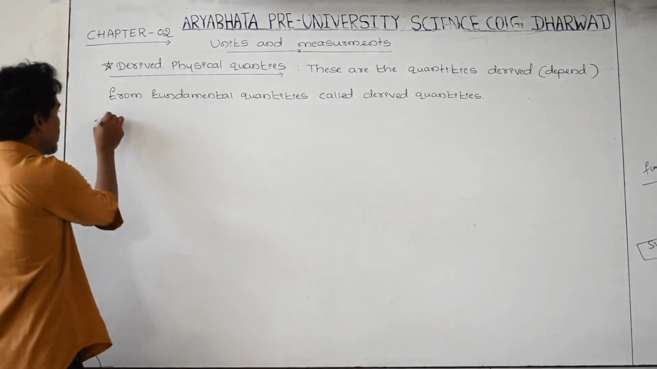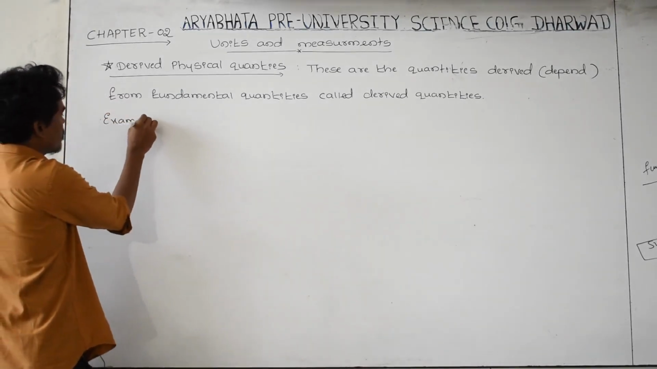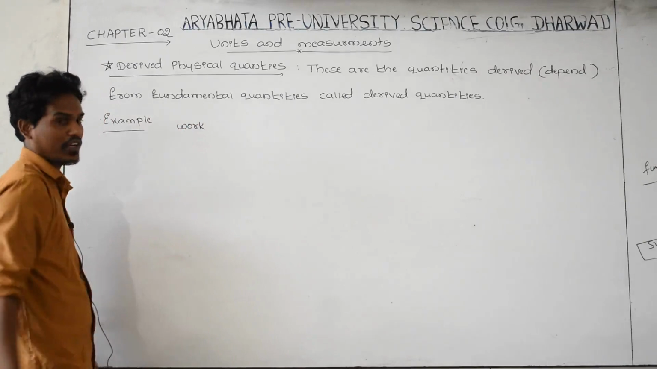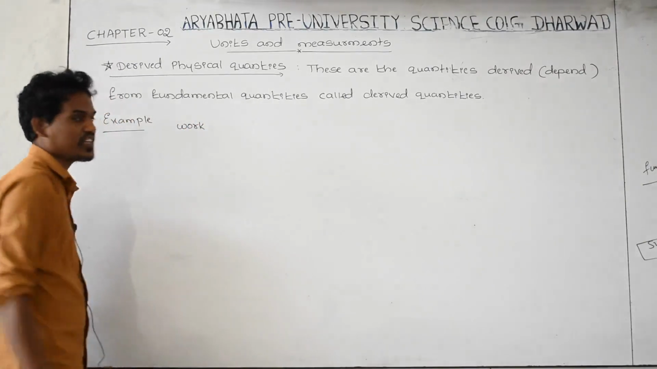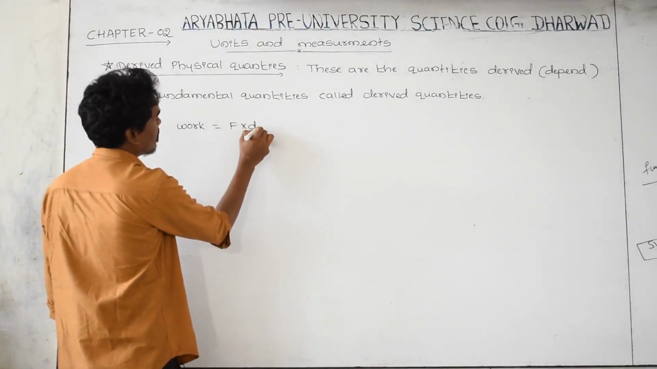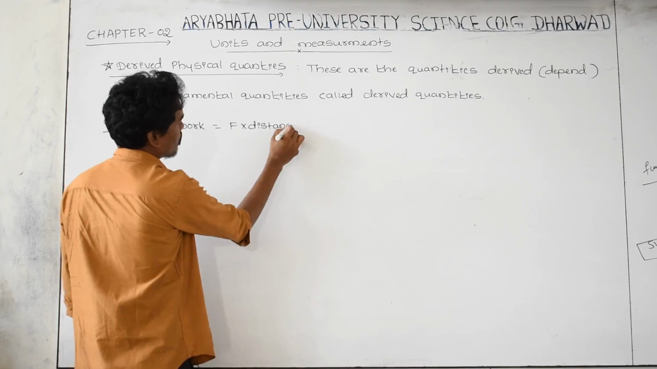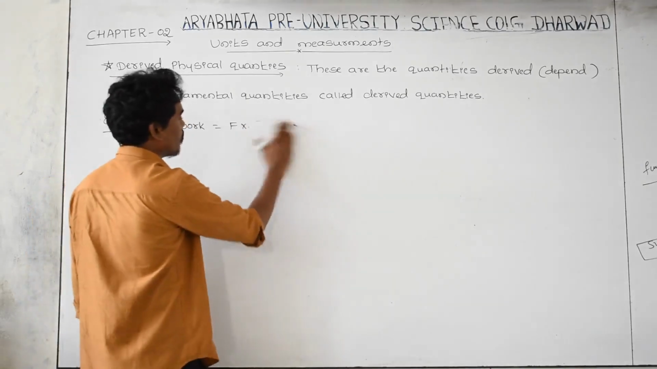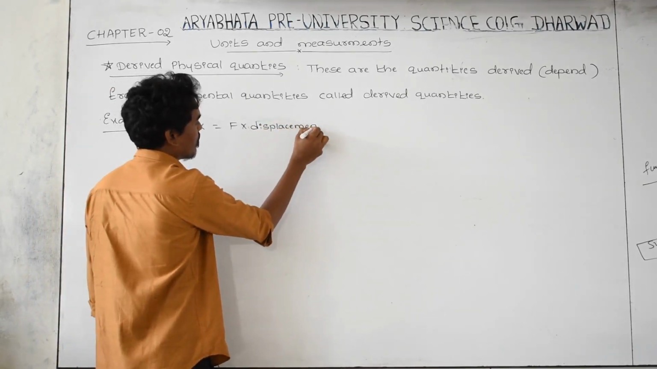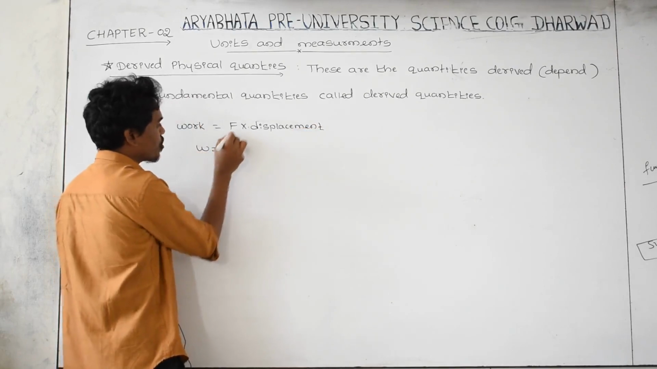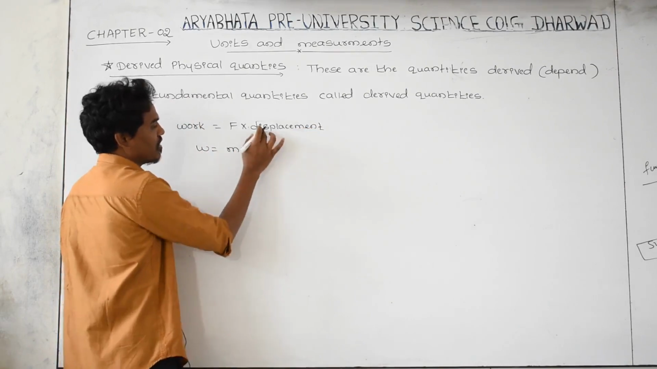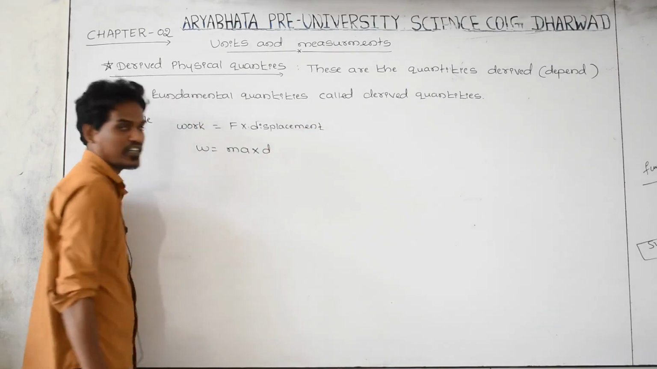Which are those? For example, that is work. This is called a derived quantity. How come? It is depending upon which quantity? Fundamental quantity. Work is equal to force into displacement, force into distance. Again, work is equal to force, that is m into a. Mass into acceleration is nothing but a force. Distance is nothing but d, displacement is nothing but d.